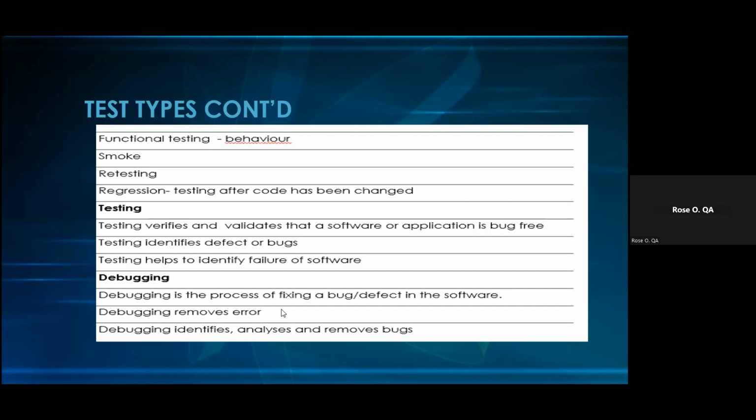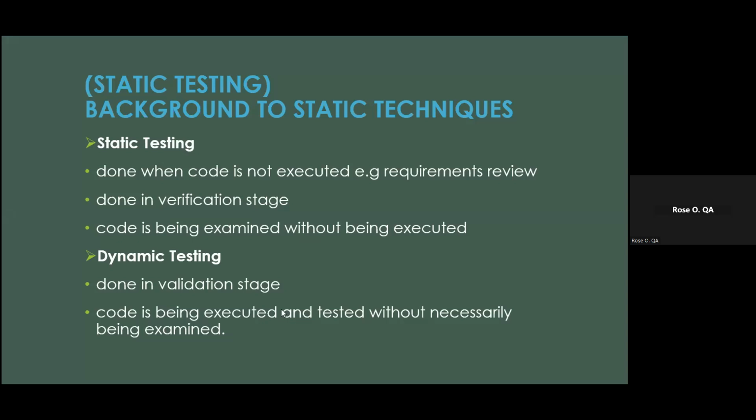Debugging is the process of fixing a bug or defect in software, done by the developer. Debugging removes error. Debugging identifies, analyzes, and removes defects. That's all about it. That takes us to the other side of it, which is static testing and dynamic testing.